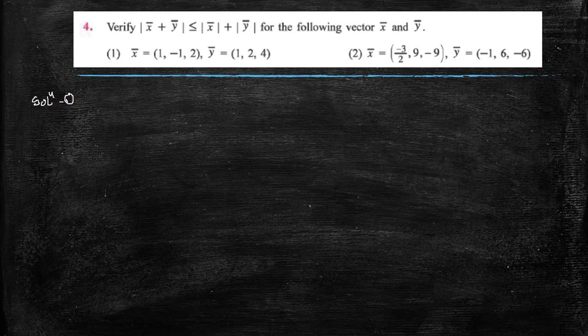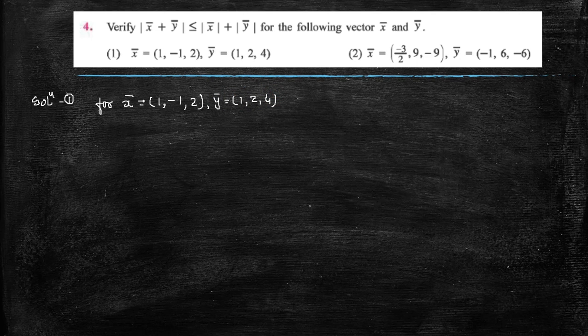Solution 1. Who is going to take this challenge? Solution 1. For vector x, there are 3 elements: 1, minus 1, 2, and vector y has 3 elements: 1, 2, 4.